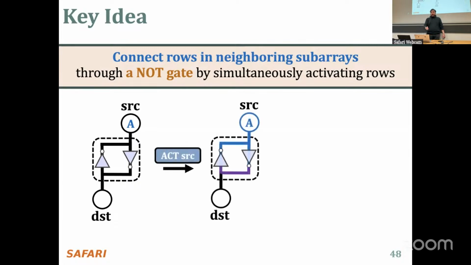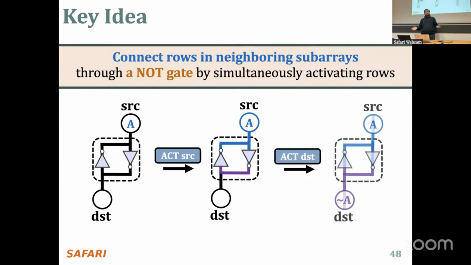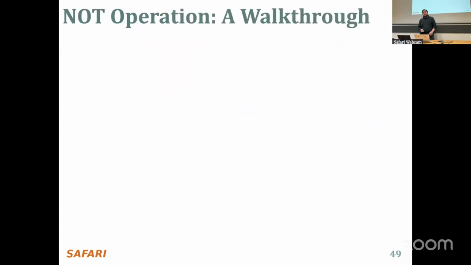So now we activate the source first, which will drive its value to its bit line, and the complementary value will be driven to the destination's bit line. And then if we activate the destination without deactivating the sense amplifiers or precharging the bit lines, we will store the negated value of the source in the destination. Now let's see this operation at a lower abstraction level.